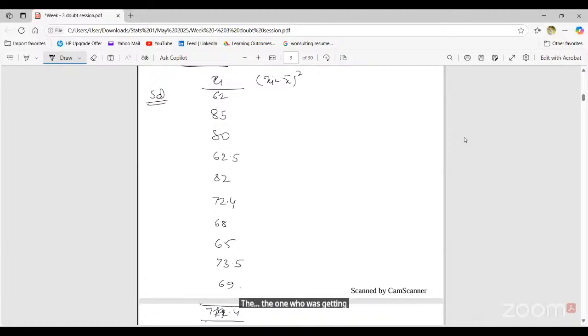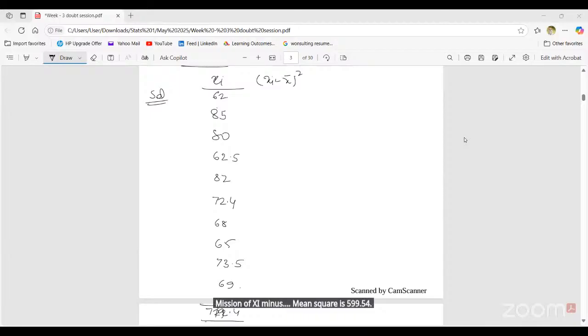The one who was getting the answer like 66.3 or something in that range. The summation of xi minus mean square is 599.54. Yeah, ma'am, my answer was 66.67.